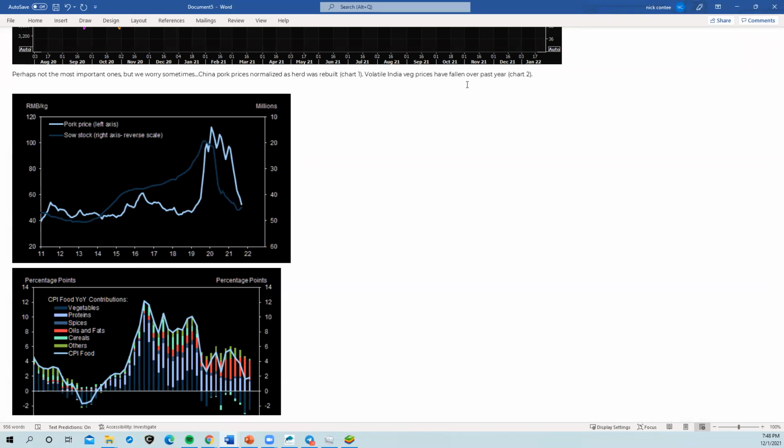When we see commodity prices go up, that shows one of the first signals of inflation, because these are the different inputs we're going to use to create our products. Whether it's grains or vegetables, they're going to be in a basket of commodities as well, and we'll see that down here. So perhaps not the most important ones, but sometimes we worry about China, and this is what the commentary said: China pork prices normalized as herds rebuilt, volatile Indian veggies have fallen.